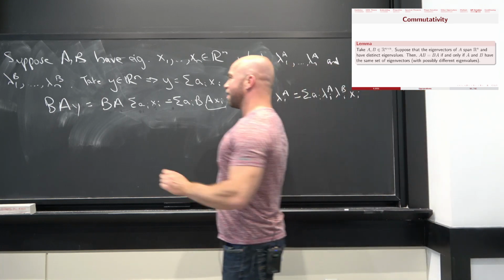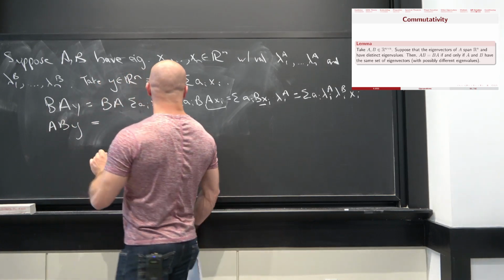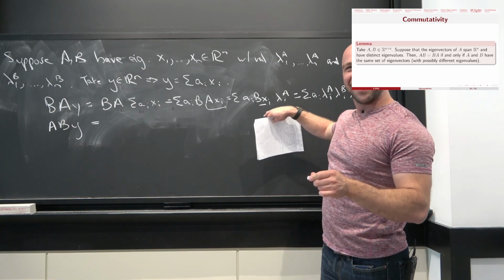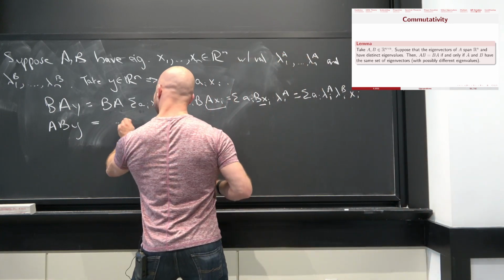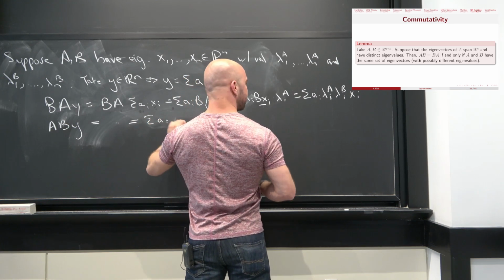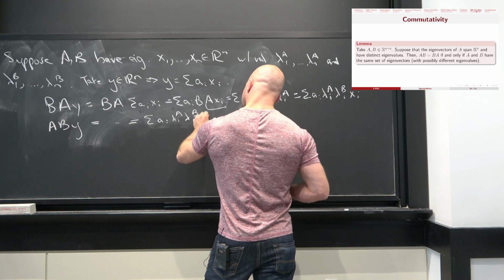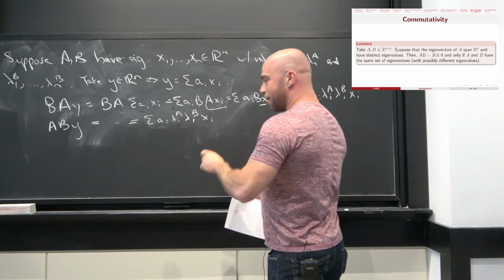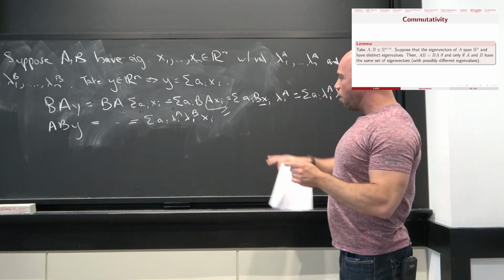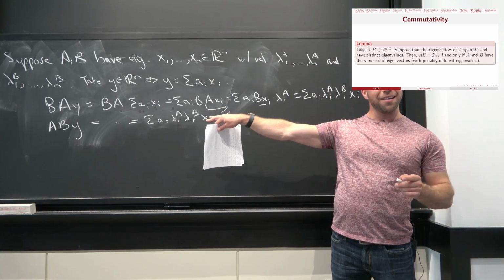Okay, so now AB times y. I think we can all agree that precisely the same set of mathematical steps applies here. It equals the sum over a_i times lambda_i^A lambda_i^B x_i. Right? These two things are equal to one another. So what have we shown? We've shown for all y that AB times y is equal to BA times y.